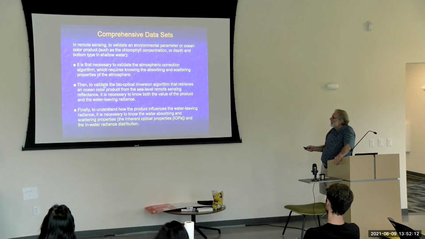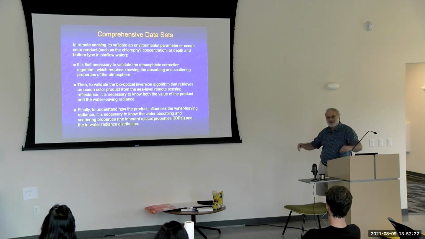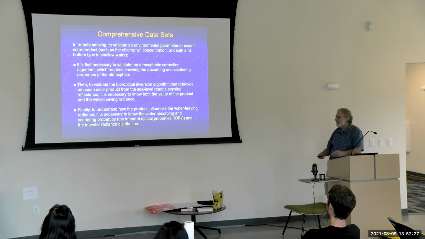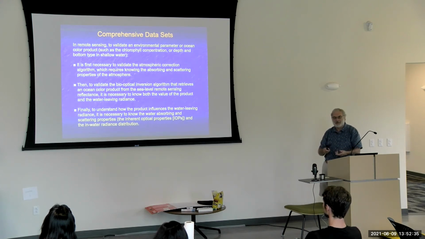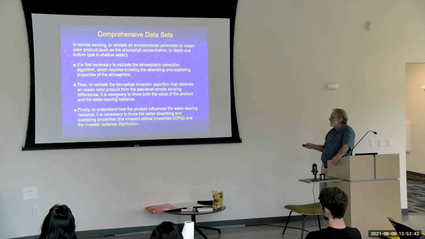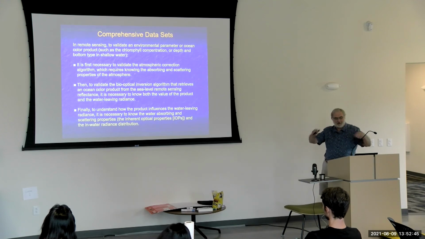Okay, so you're going to need to validate the atmospheric correction algorithm. So you need to know the absorbing and scattering properties of the atmosphere, meaning all those different things that are there: Rayleigh, aerosols, NO2, et cetera. You need to be able to validate the biooptical inversion algorithm that retrieves something like chlorophyll once you're given the remote sensing reflectance spectrum. So you need to know both the value of the chlorophyll, and you need to know the water leaving radiance that's going to determine your spectrum, and you can then validate that.